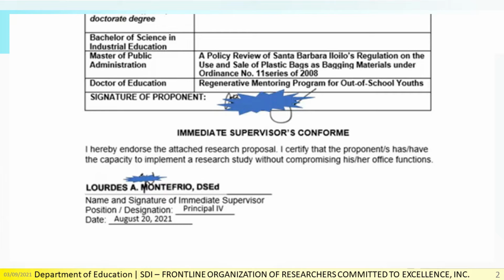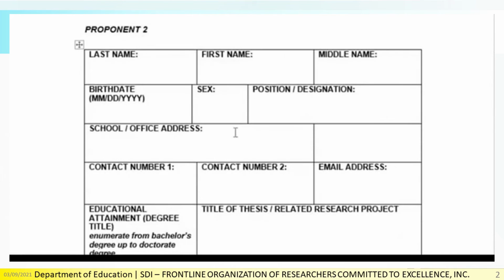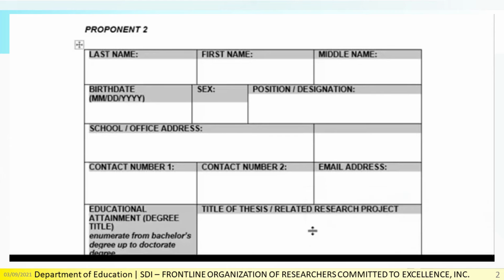Then if there is more than 1 proponent, you're having proponents information for the second. So we have here the sample for the lead proponent, or we have individual proponent. If you have more than 1 proponent, so you have the last name for the proponent 2, the same form, then we have another form for proponent 3.